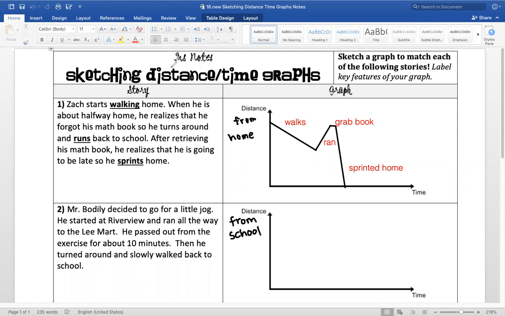And I want you to draw the rest of it around here. When you are done drawing, please push play again and we'll go over it. So right now you're gonna push pause. All right, so let's go over this one.